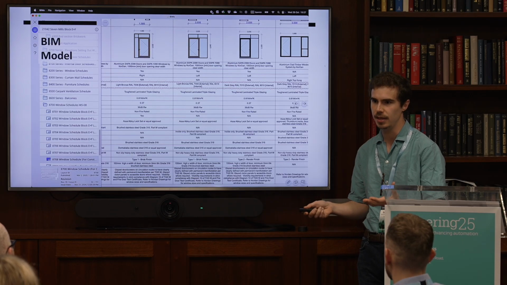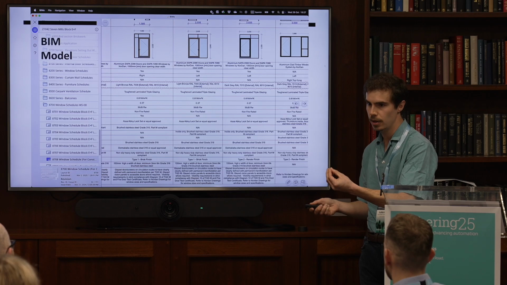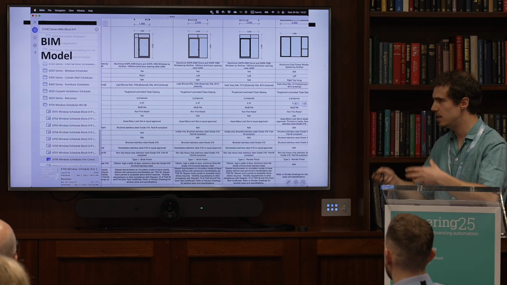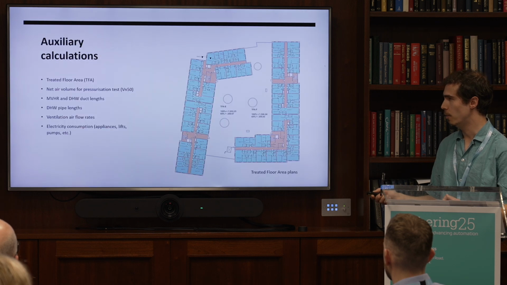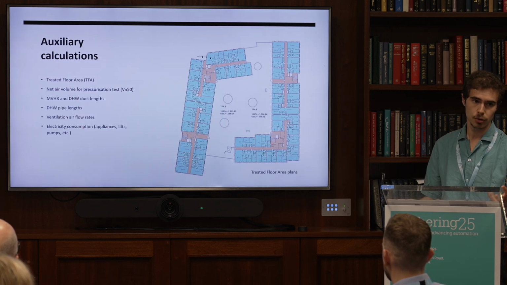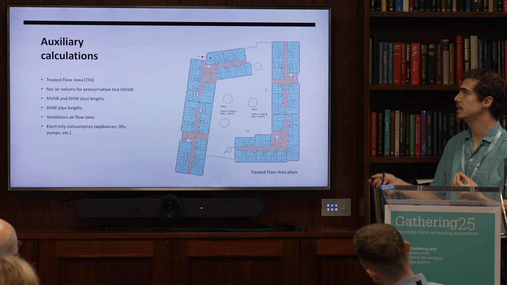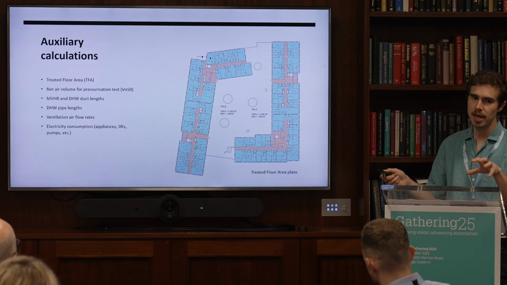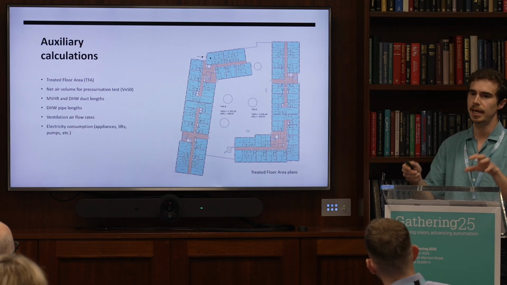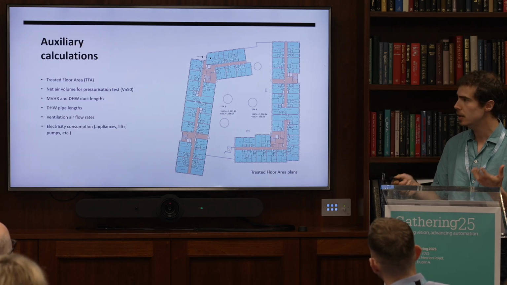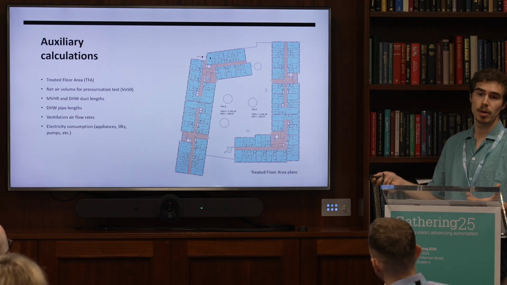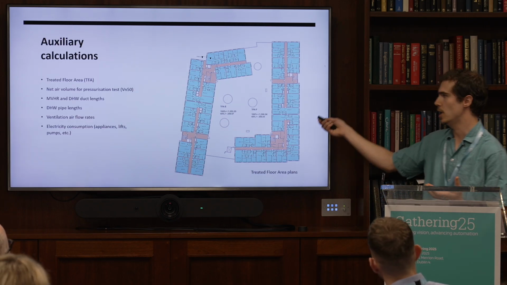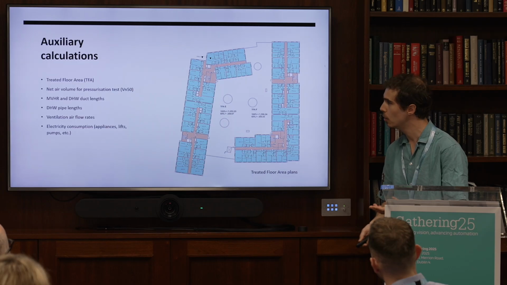However, not everything that is in our BIM model is relevant for energy modeling, so we need to do a specific model for Passivhaus. So for that, we first do several auxiliary calculations, things like measuring the treated floor area, which is specific for Passivhaus. That's basically the usable heated space within our building. And we're able to do that inside of BIM, so it's a fairly automatic process. Those are the plans measuring the usable space for Passivhaus.